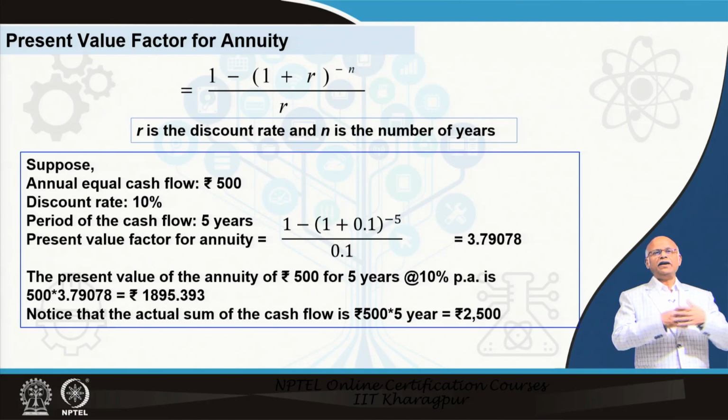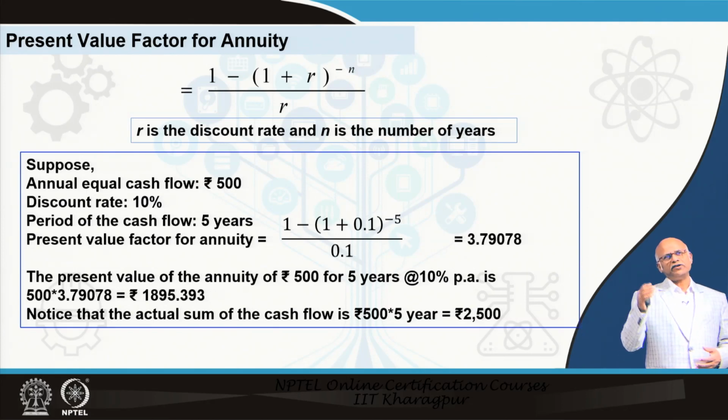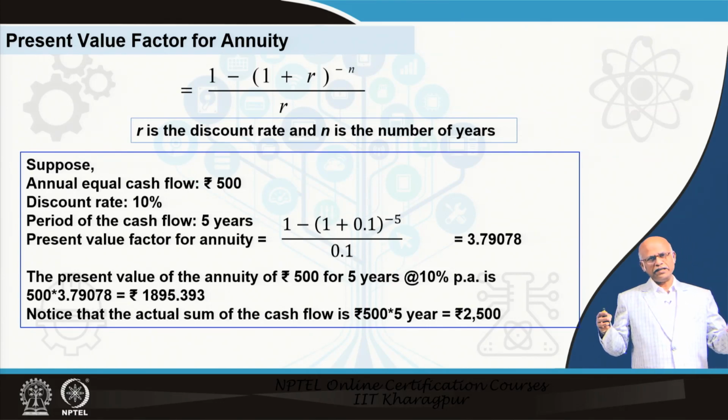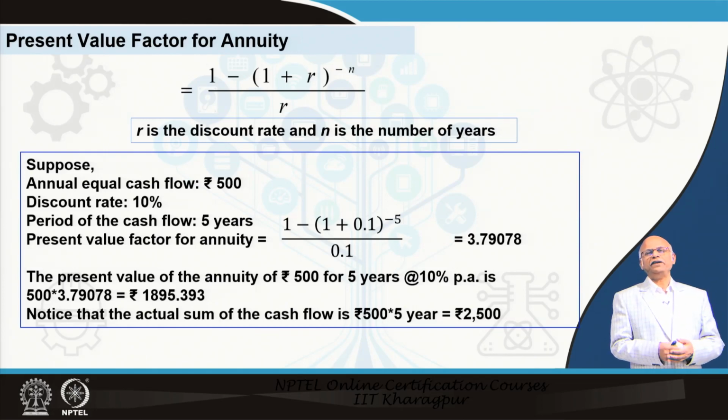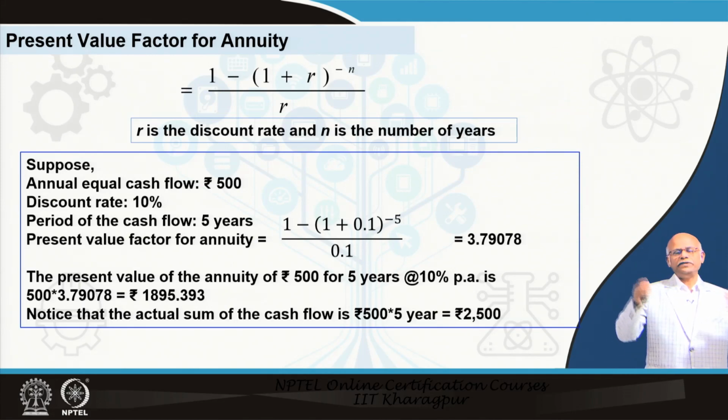every year and over a period of time, then rather than discounting individual entries to the present, we can actually estimate a factor and then multiply that with the equal amount that is happening every year, equal net cash flow happening every year. We get the total value of the number of streams.